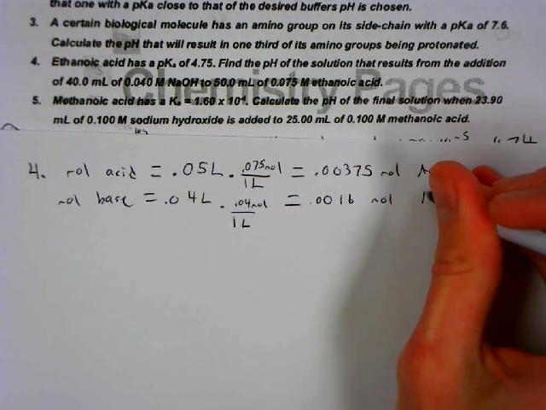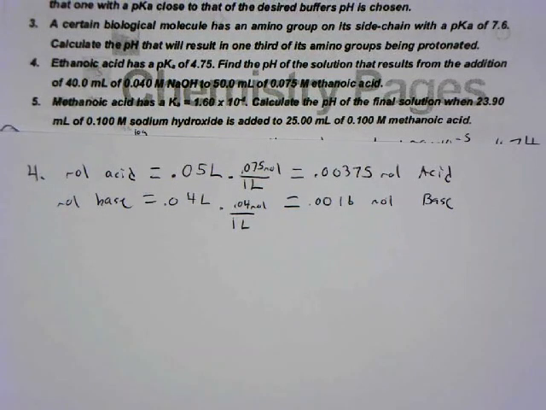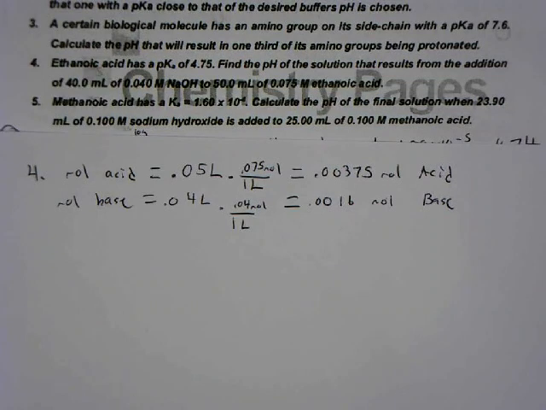You had to memorize that. From reading the question to here, you had to memorize it. What if ethanoic acid is actually a base? What did you get? 0.0016. 0.0016 moles of base. Strong base. Yes.